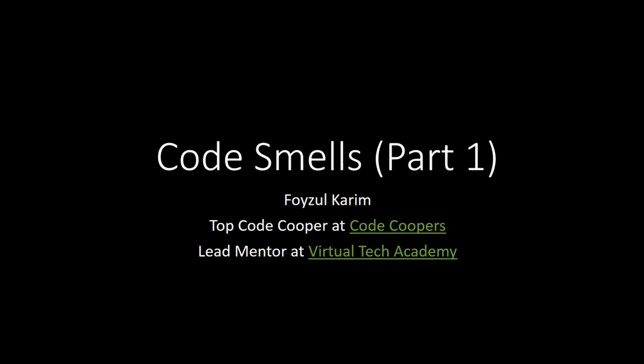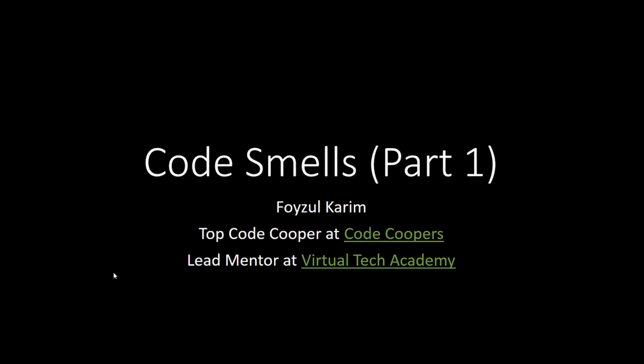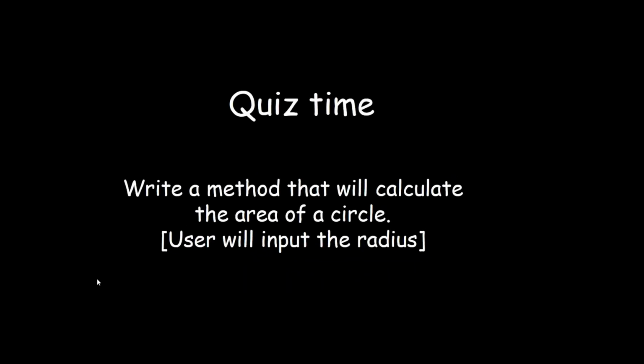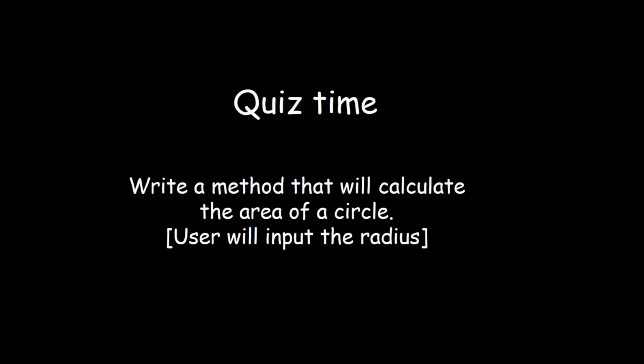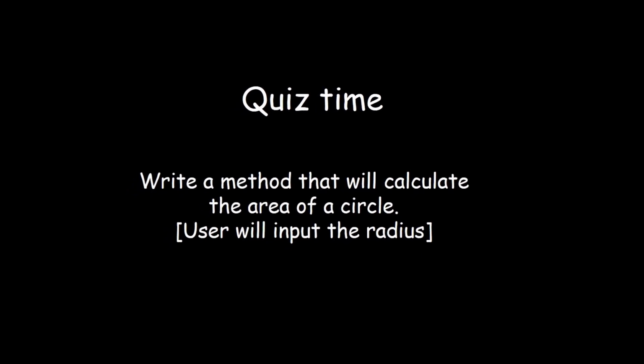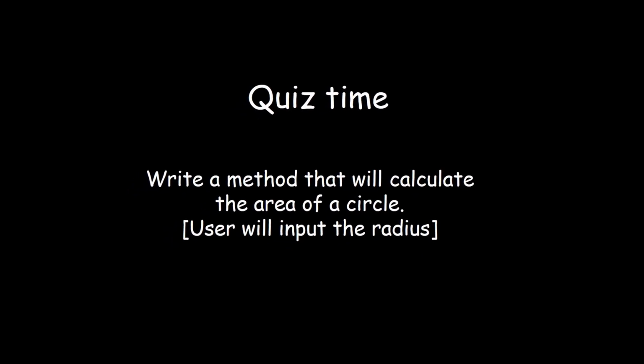Before proceeding, you have a quiz. Write a method that will calculate the area of a circle. That means the user will input the radius. Your method will take the radius as a parameter and return the area of the circle. So do it. Suppose in this time you have paused your video and written down the code. So let's go to the next slide.